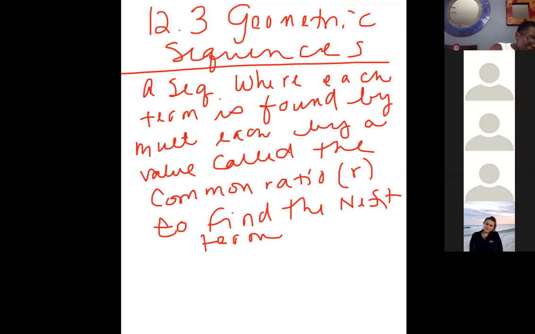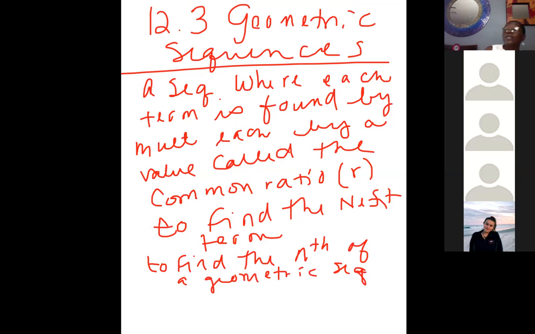Now, furthermore, to find the nth term of a geometric sequence, as in to find any term in that sequence, the formula we use to calculate a specific term is a sub n, very similar, we're still using the same variables, okay? a sub n is equal to a1 times, as in the first term, times the common ratio, which I'm going to insert inside a set of parentheses, raised to the n minus 1 power.